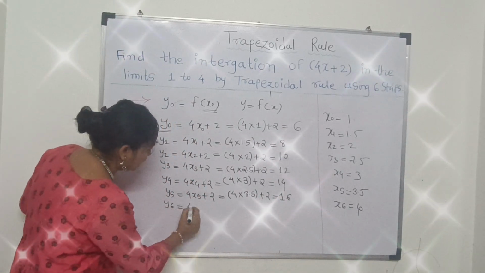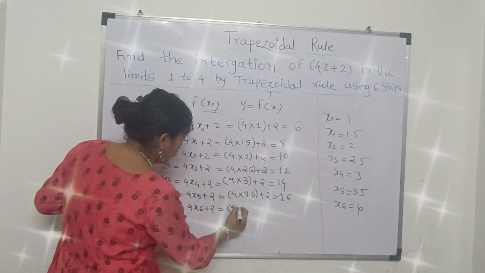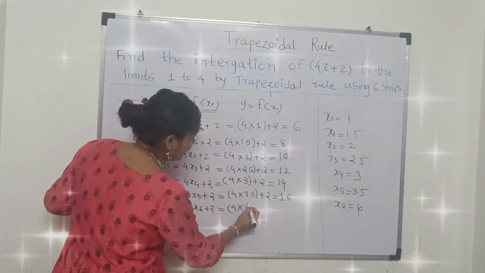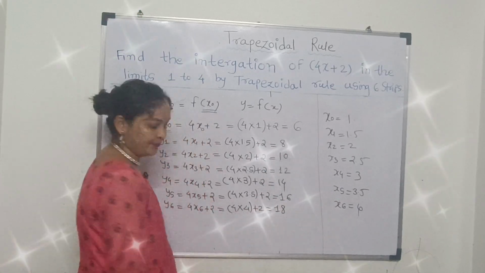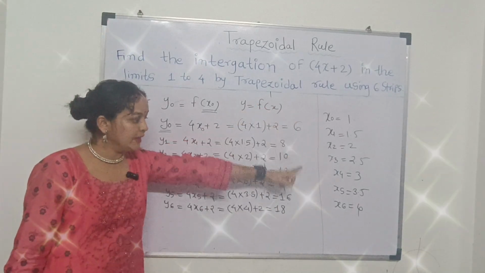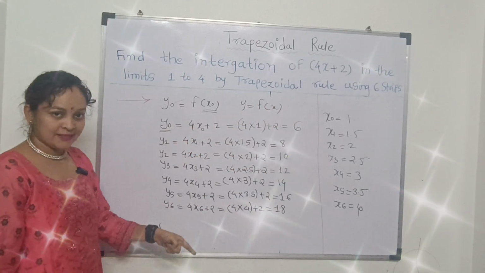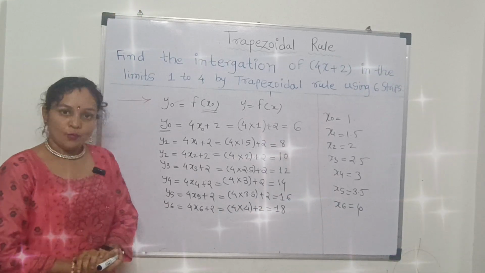y6 is equal to 4x plus 2, which is 4 multiplied by 4 plus 2. So it becomes 18. So these are all the values from x0 up to x6, and these are all the values for y0 up to y6.